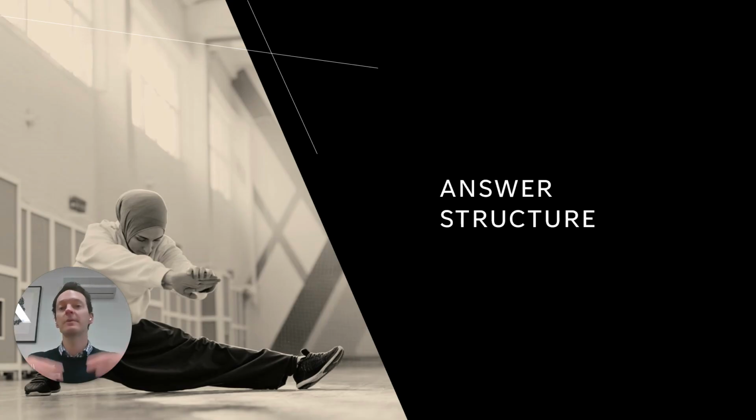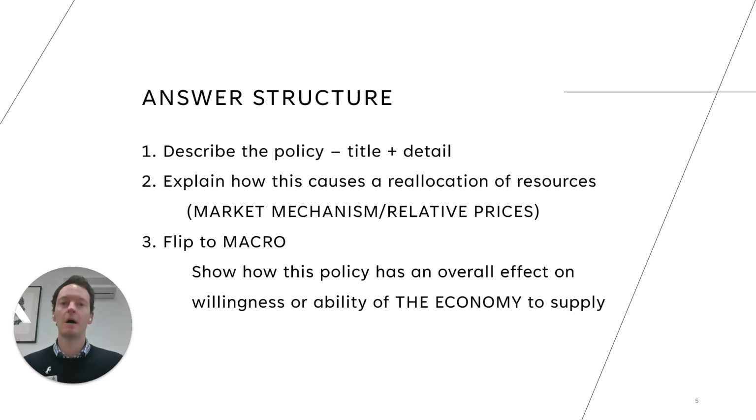All right, so that's what the policy that we're going to be using is, and let's go now into the specific answer structure of the kind of questions you're going to get from this particular key knowledge point. So I broadly want you to think of this answer structure into three areas. The first one is the policy. The second one is the market mechanism, and this is where we want to talk kind of a micro lens.